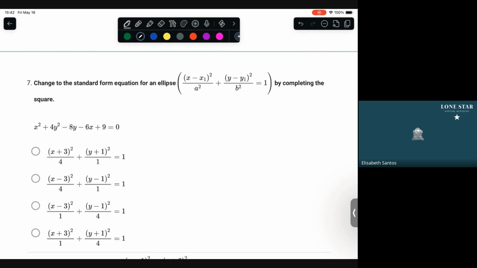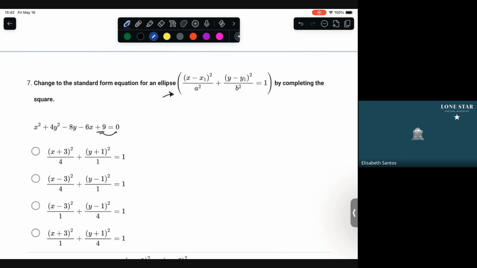they want us to change to the standard form equation of an ellipse, which is this. And we're going to have to complete the squares. That's something we've done in Algebra 1, but we'll go over it again. Okay, so I have x squared plus 4y squared minus 8y minus 6x plus 9 equals 0. So what are we going to do? Well, the first thing we're going to do is move this constant to the other side.